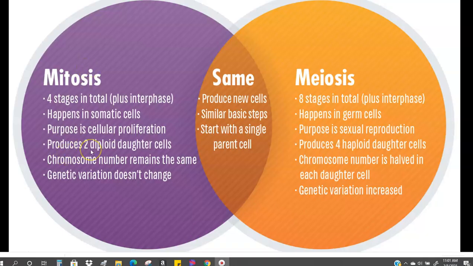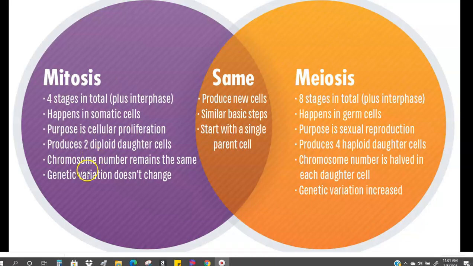The product of mitosis is that we have 2 diploid daughter cells. So we start out with one cell, a parent cell, it undergoes mitosis, and now we have 2 diploid daughter cells. Diploid means that the chromosome number is going to be the diploid number, the normal chromosome number. So for humans, that diploid number is 46.